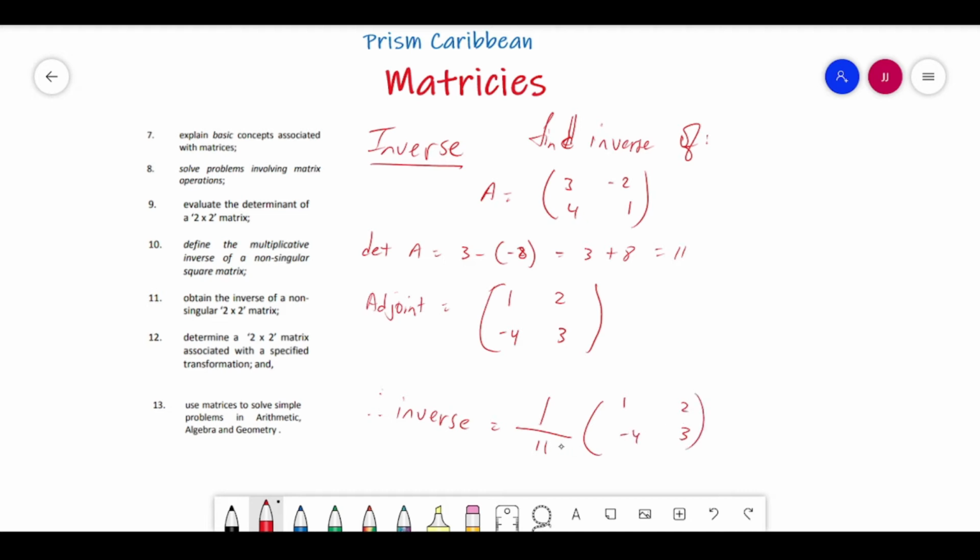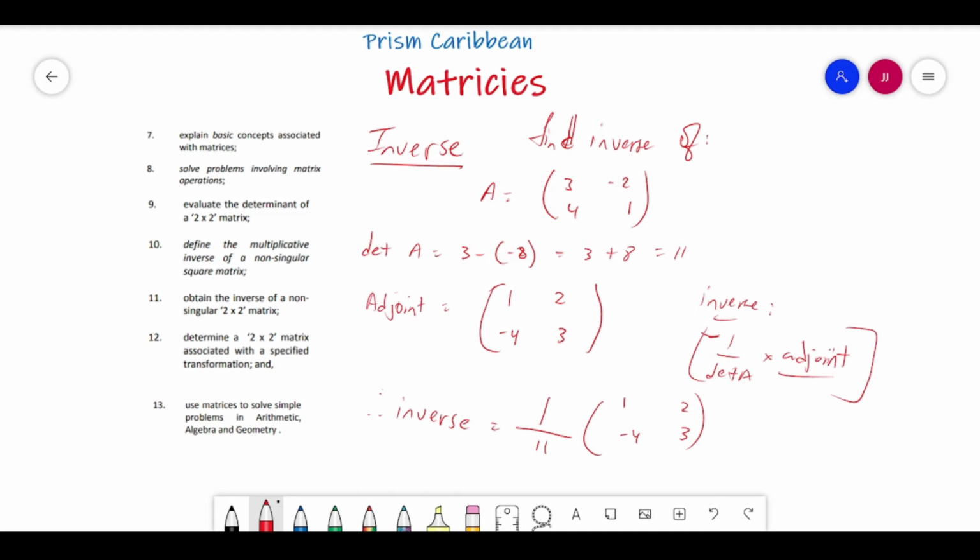Now, you might be wondering, where did this fraction come from? It must be important to note that the inverse is given as 1 over the determinant of A by the adjoint. And that's it, right? With regards to the determinant, right?